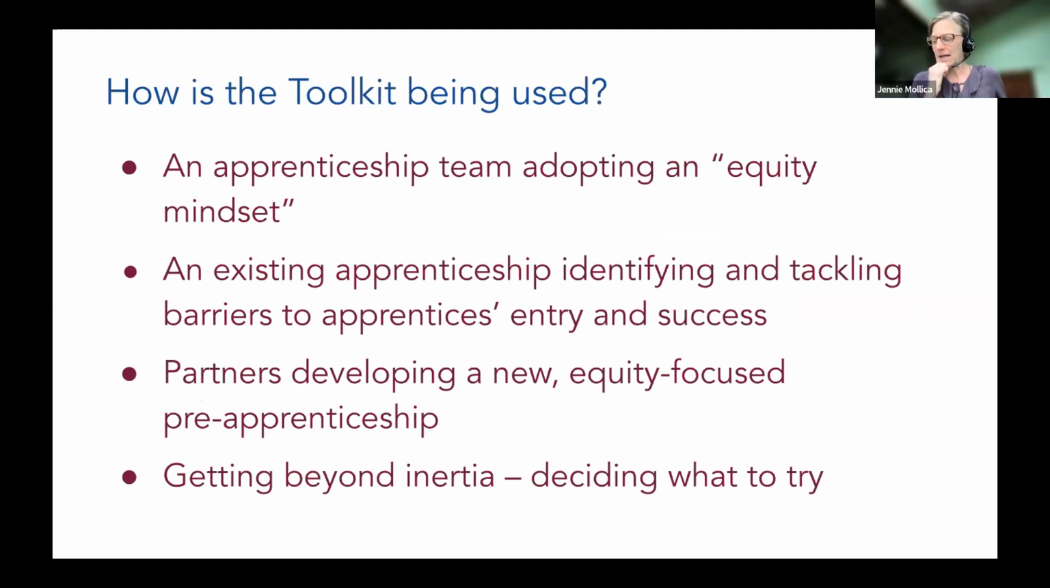So we're hoping to spend a few minutes before we wrap up today sharing with you some examples of how the toolkit is being used. There are ways in which it's helpful to an apprenticeship team just putting equity front and center and realizing that's something they do care to address. We've worked with existing apprenticeship programs that are identifying barriers for their existing apprentices. We've also worked with partners developing new pre-apprenticeship or apprenticeship programs. And what we really see is that it helps them get going. It helps them decide what to try, what to learn from, and how to adapt.